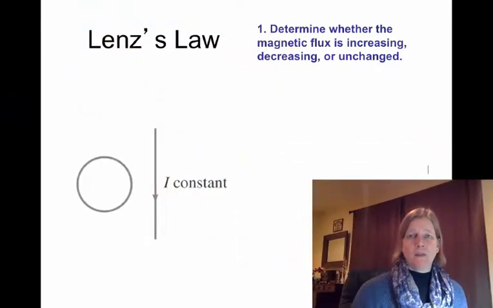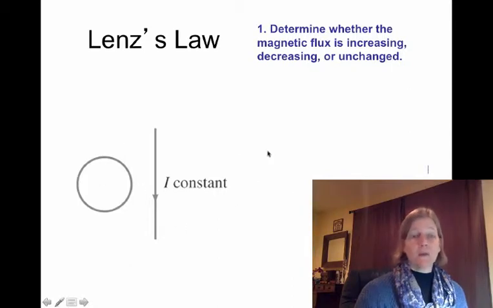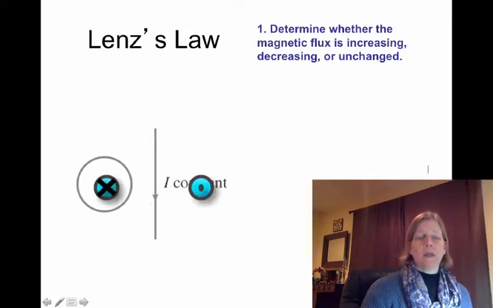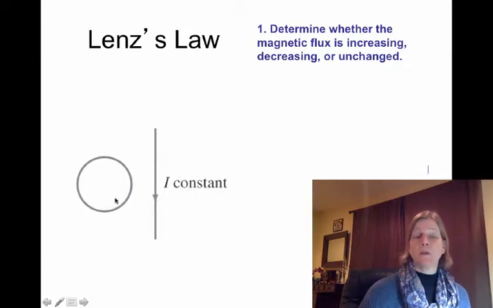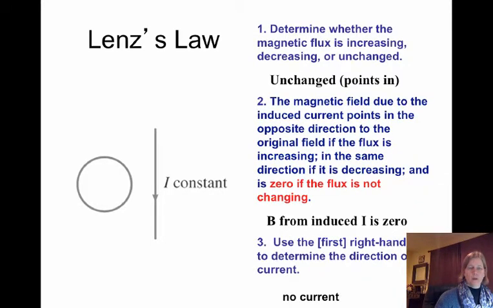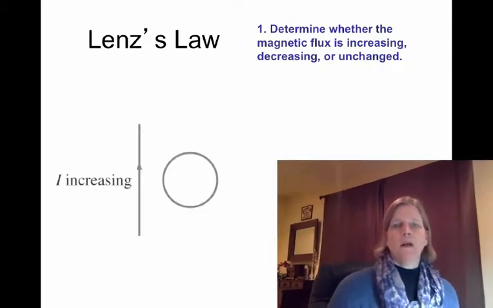Determine whether the magnetic flux is increasing, decreasing, or unchanged. If the current is constant, then the magnetic field from that current-bearing wire is constant. It's there. There's a magnetic field going around that wire. We could figure out the direction of it if we want to, but it's not changing. If the current is constant and the strength of the magnetic field is constant, there's no change in flux through that loop. There's no induced current. So that's a quick one. No current.